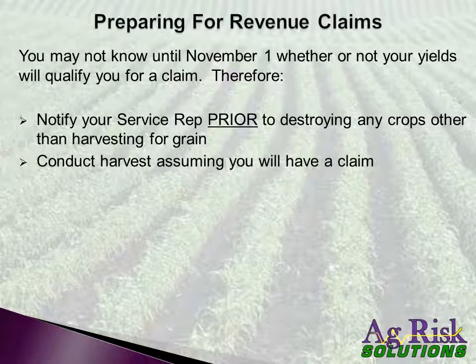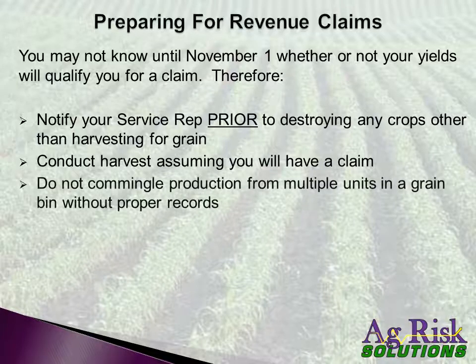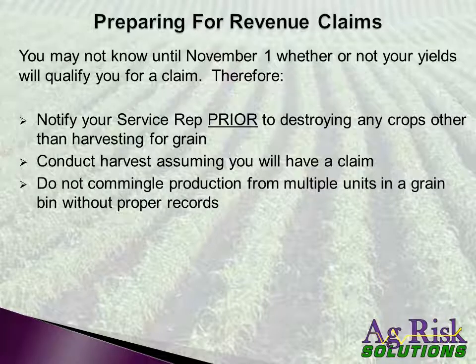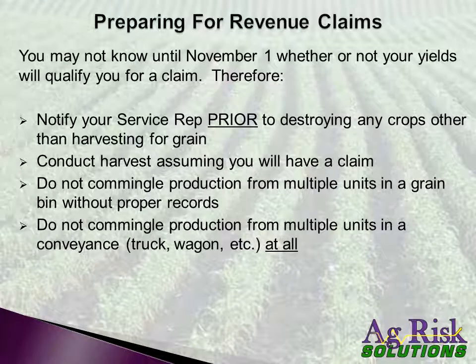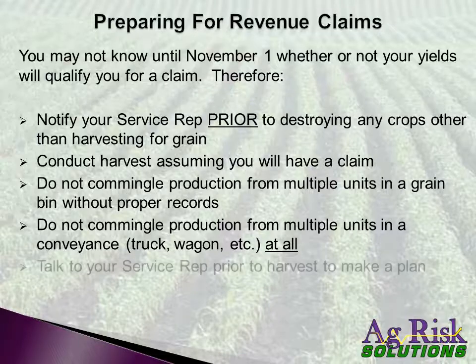Next would be to conduct harvest assuming that you will have a claim. So what does that mean? Well, mainly keeping proper production records. Things like do not commingle production from multiple units in a grain bin without keeping proper records. Again, talk to your service rep to get more details on what those records need to be. Do not commingle production from multiple units in a conveyance, what we call a conveyance. That would be a truck, wagon, anything like that that is going into town or into the grain bin at all. Do not commingle production from multiple units into one truckload that cannot be separated out, or that will be very difficult at claim time.